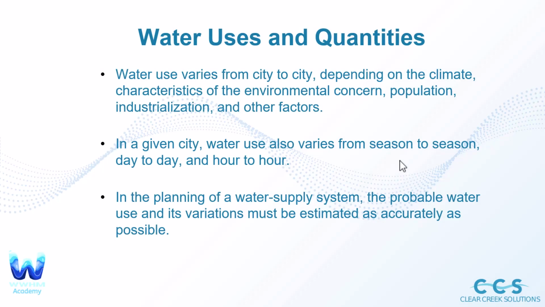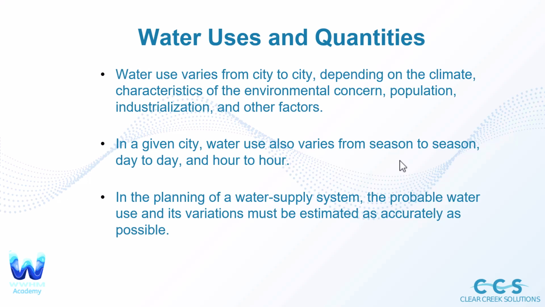So let's talk about water uses and quantities. Water use varies from city to city, depending on the climate, characteristics, environmental concern, population, industrialization, and many other factors. In a given city, water use also varies from season to season, day to day, and hour to hour. It's pretty obvious to note that there's probably going to be more water usage in the summer when it's more in demand and it's hotter than in the winter in most Western climates.